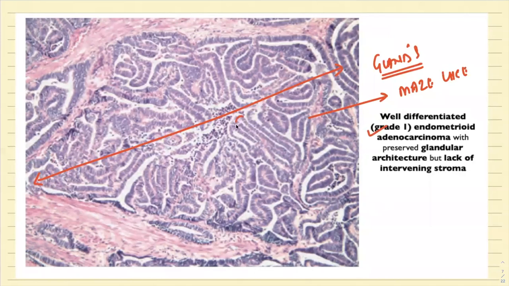If you see this gland and this gland, both of them are present in a back-to-back configuration with no intervening stroma in between. That means that there is a stromal invasion by these glands. Is this very clear? Okay.